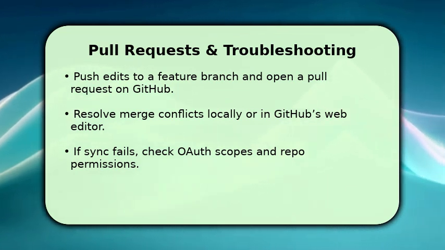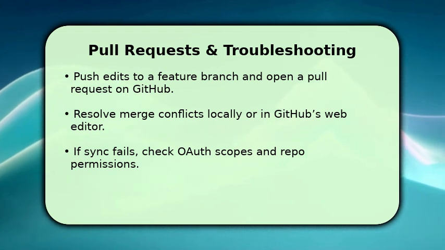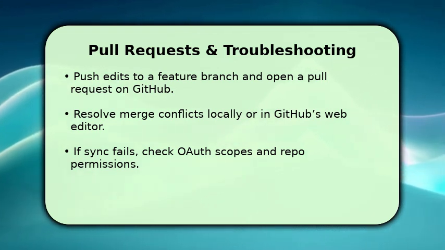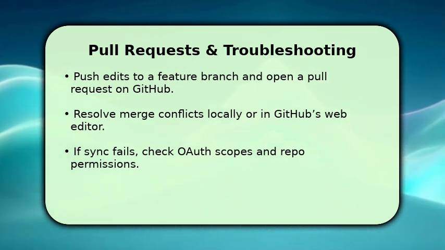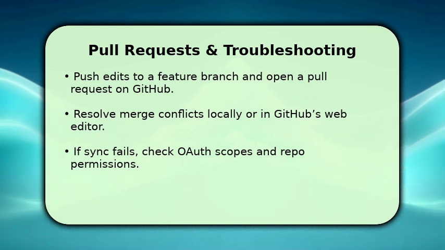If saving or syncing fails, check that Colab's OAuth scopes include repo access and verify repository permissions. Revoking and reauthorizing Colab often clears stale tokens and fixes access errors quickly.